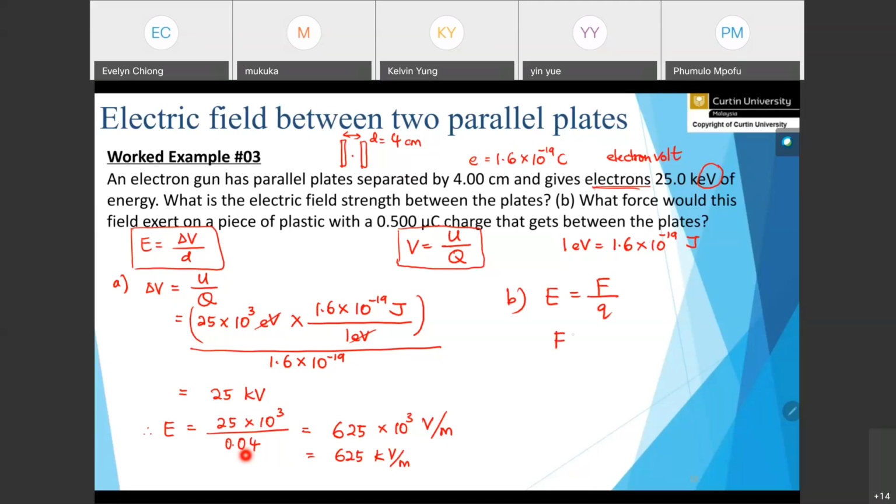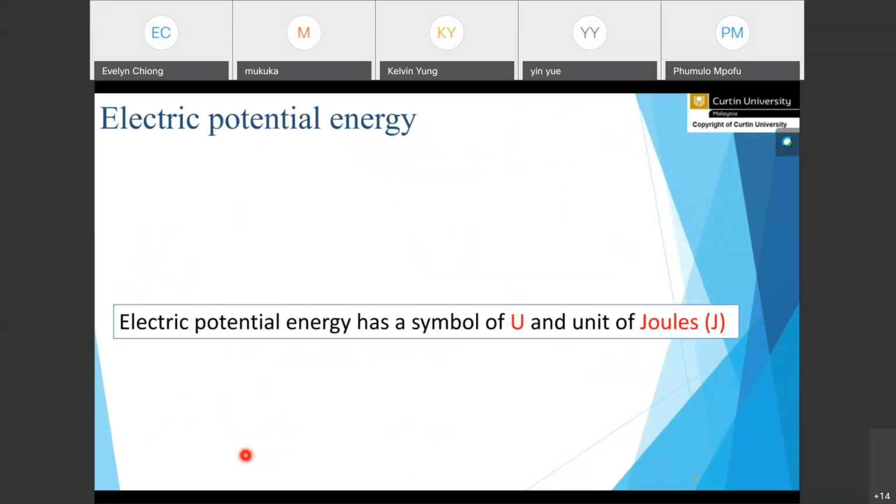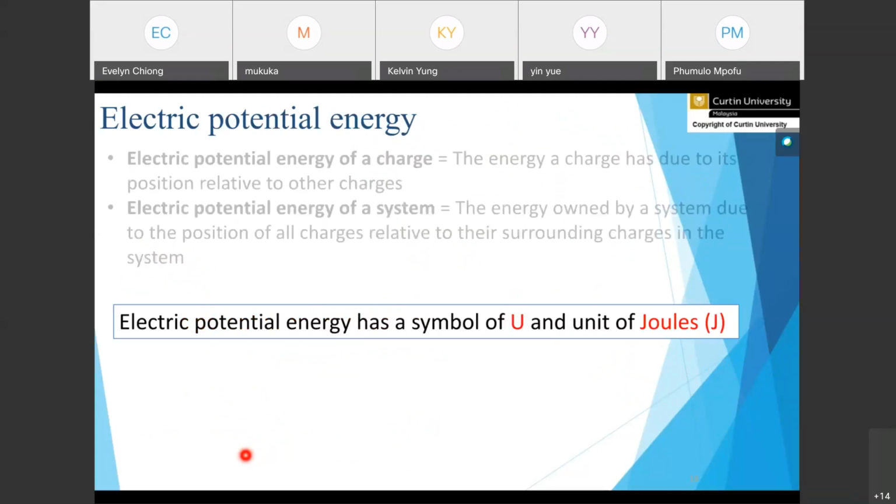Okay, so now we want to get F, so it is Q multiply E. So what is Q? 0.5 micro. Okay, micro is negative 6, and then times E, which is 625 kilo. Okay, so we have 0.31 Newton. All right. So this one is electric field between two parallel plates. Okay, we quickly move into electric potential energy.